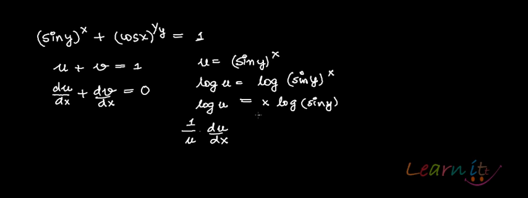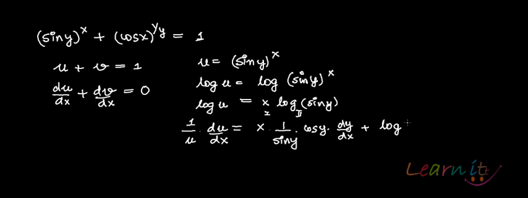du by dx is equal to first function as it is. This is the first function, and this one is the second function. Into derivative of second function is 1 upon sin y, into derivative of sin y is cos y, into derivative of y is dy by dx, plus second function as it is, that is log of sin y, into derivative of first function is 1.